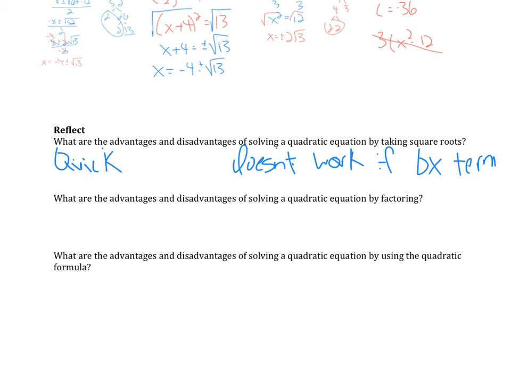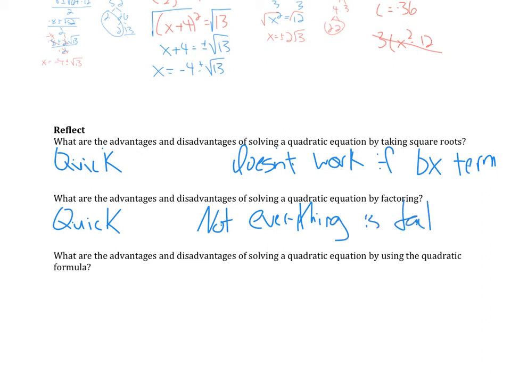Advantages and disadvantages of solving by factoring. An advantage is it can be fairly quick, especially if our a is 1. Disadvantage, though, is not everything's factorable. So then factoring doesn't always work.